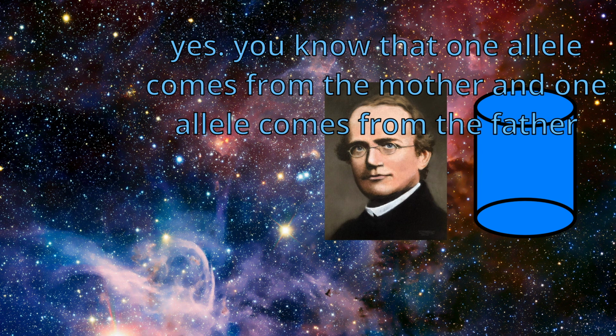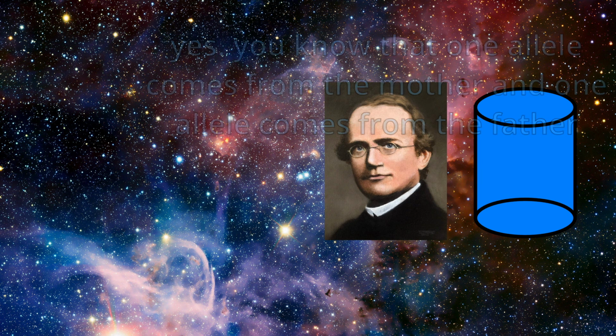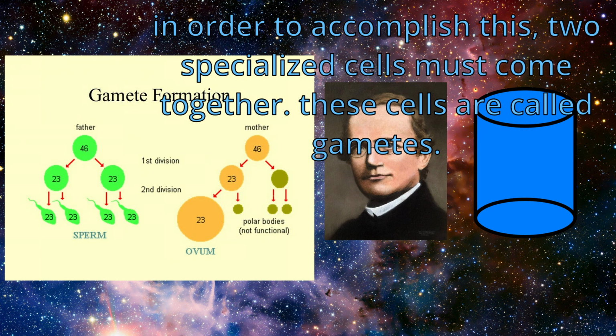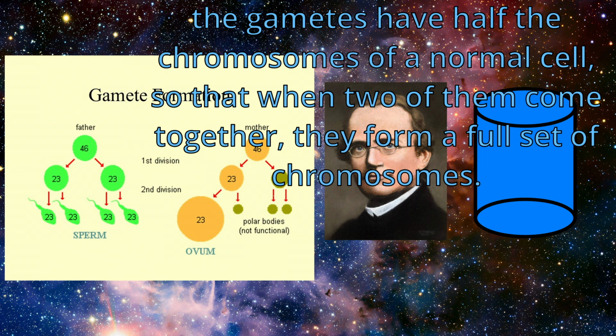Yes. You know that one allele comes from the mother and one allele comes from the father. In order to accomplish this, two specialized cells must come together. These cells are called gametes. The gametes have half the chromosomes of a normal cell, so that when two of them come together, they form a full set of chromosomes.